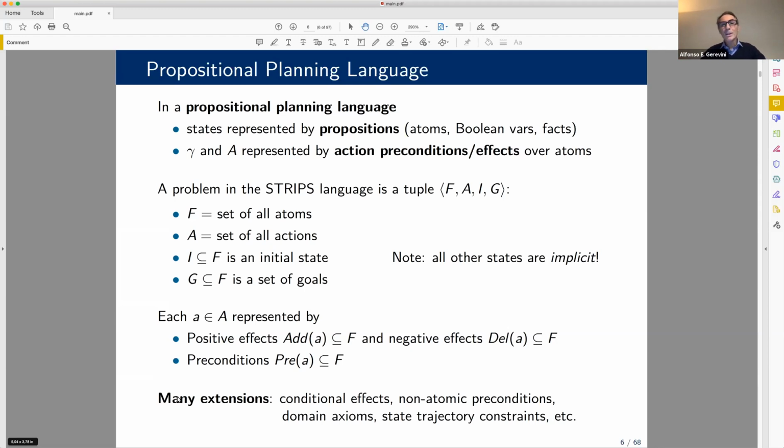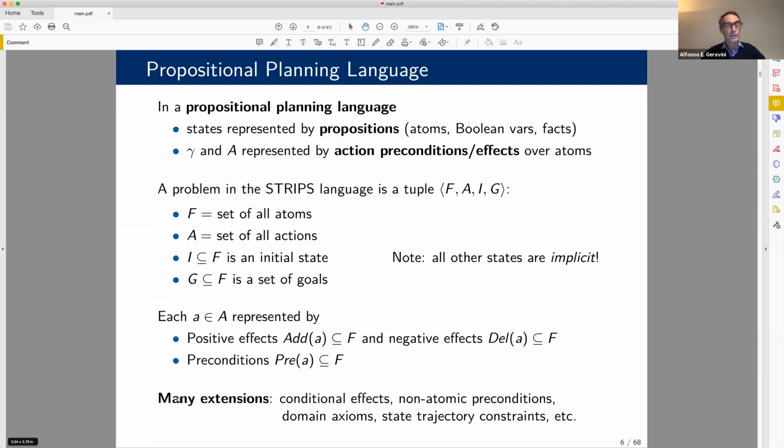First of all, we'll talk about what is a propositional planning language. That is the language that we can use to represent the classical planning problem. So here states are not just names, but they are described by propositions that are logical atoms or Boolean variables, also facts.